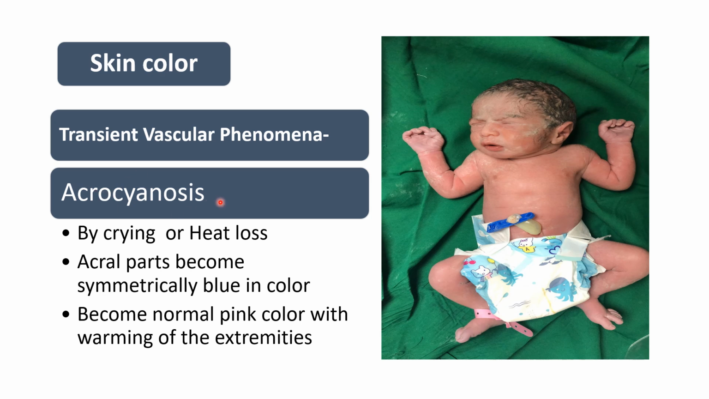In acrocyanosis, peripheral parts of the extremities are cyanosed. So here in this image you can see both the palms and both the soles are cyanosed, bluish in color, while the central part of the body, face, trunk and other parts of the extremities are pink in color. Labeled as acrocyanosis, it is normally present at the time of birth and also whenever there is heat loss or during crying, and it becomes normal pink whenever we warm the baby. It is a transient vascular phenomenon, a benign condition.